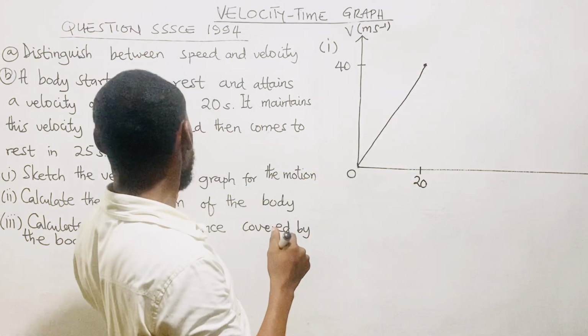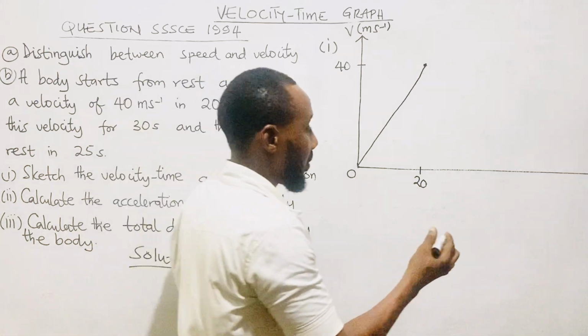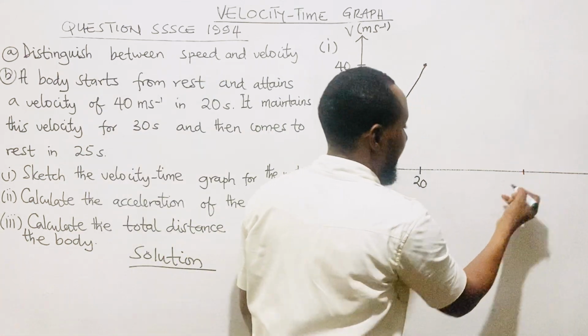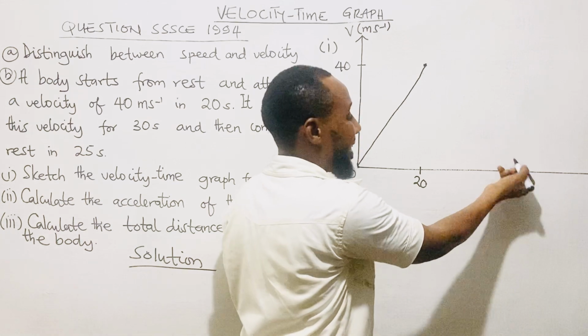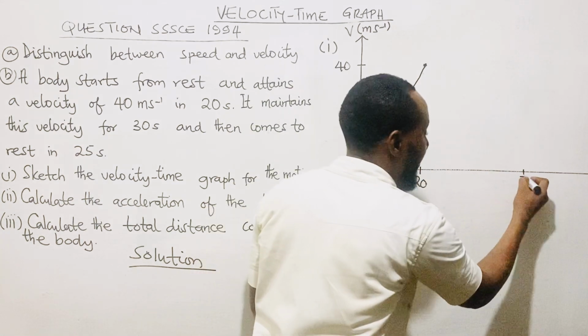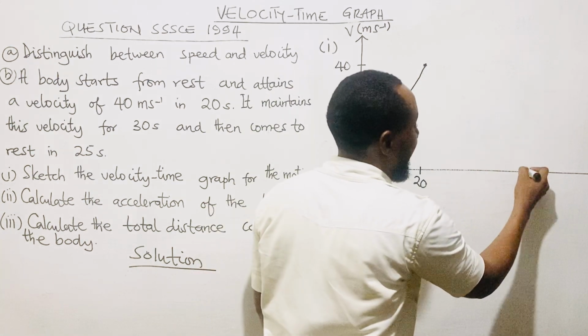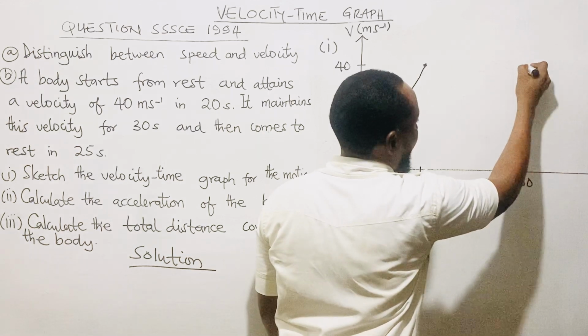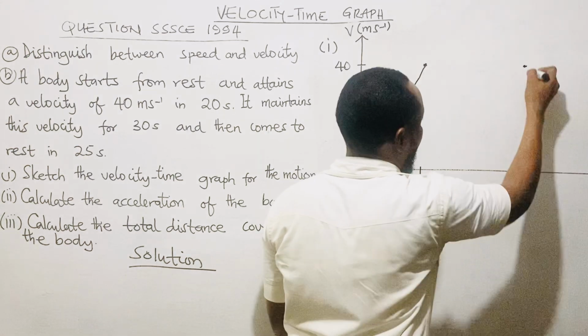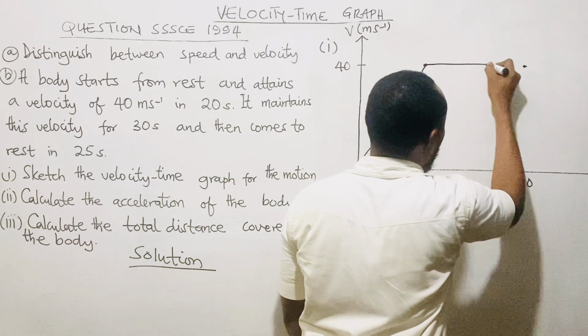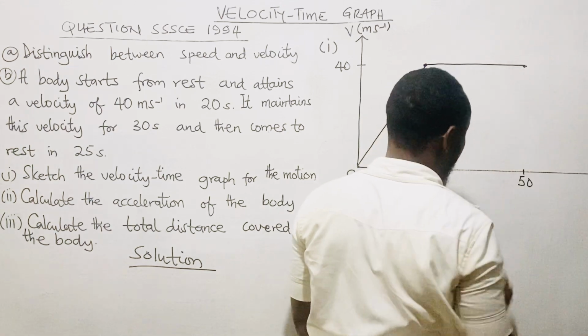And for how many seconds? It maintained it for the 30 seconds. So we count our 30. But we don't write the 30 seconds. We add the 30 to the 20 and then we get what? 50. So we write our 50 here, and then move along that particular axis. And then where these two meet, we join them.